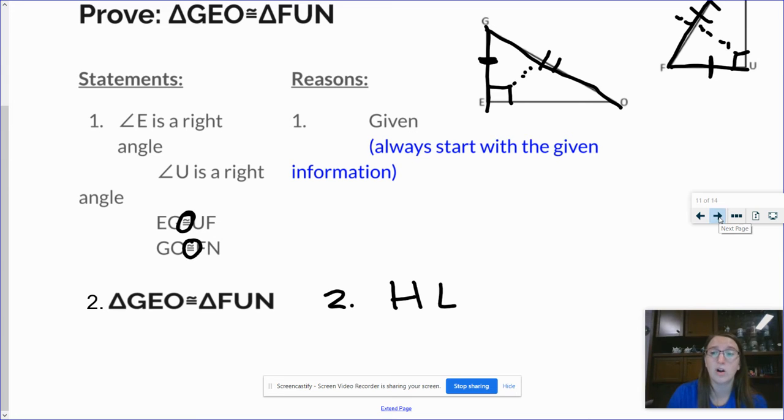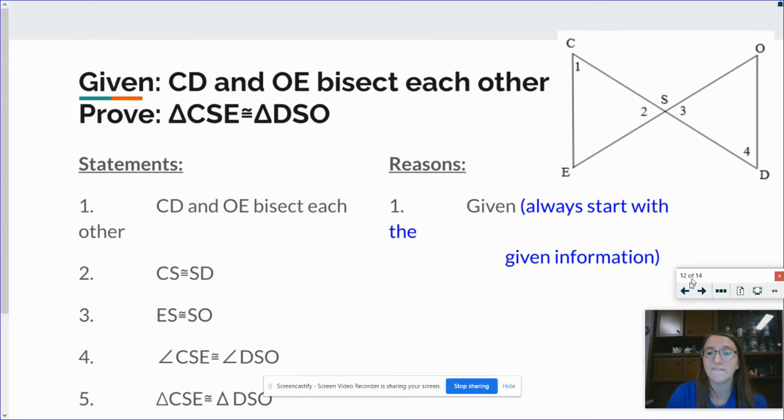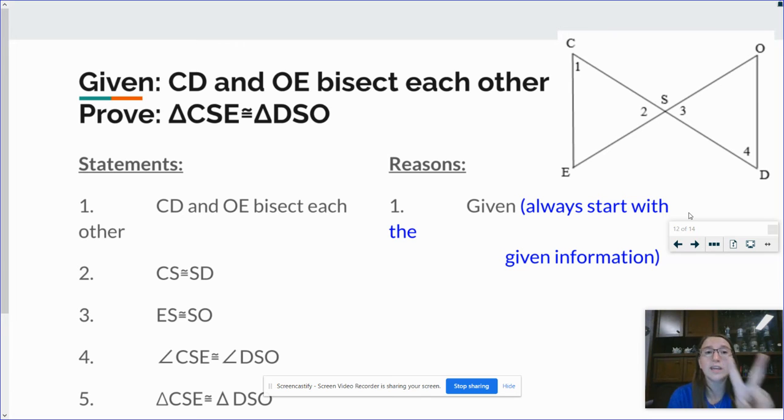So let's make this a little bit harder now. Once more, at the very least right now, you need to copy the picture, and we're going to mark what information we have here. Now, all they said was that CD and OE bisect each other. So even though this doesn't tell us this is congruent to this, what we want to do is put on the picture, before we even look at the proof, what that tells us. What does bisect mean? Put it in your own words. Bisect means cut in half, but more importantly, cut into 2 equal pieces.